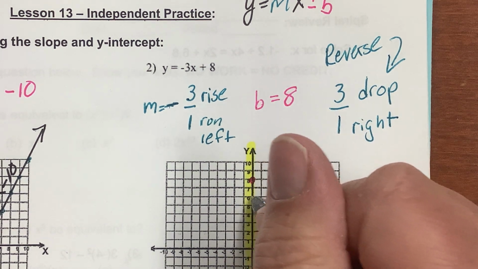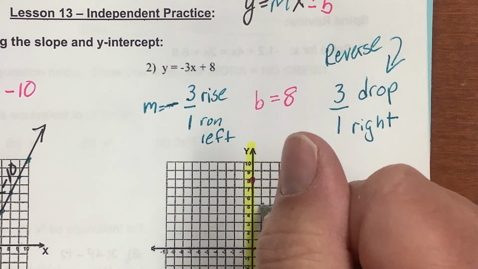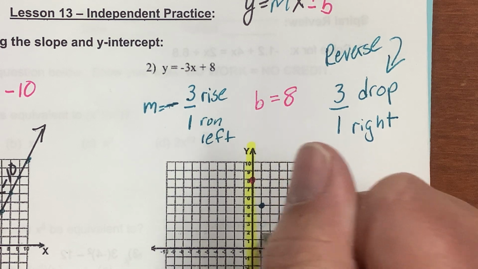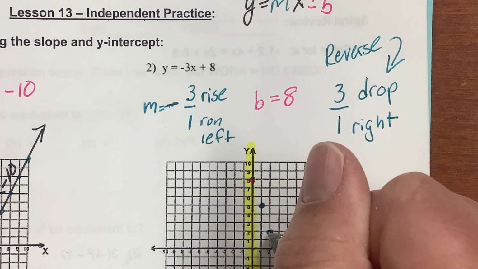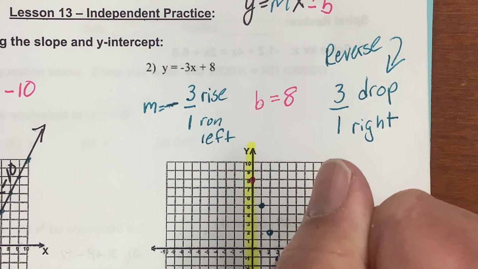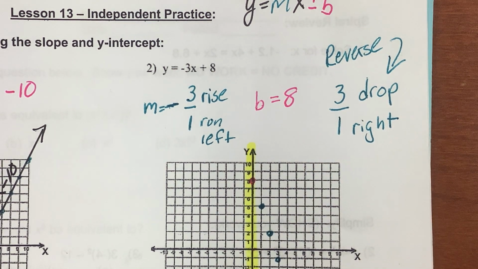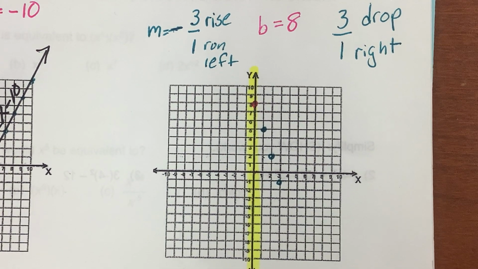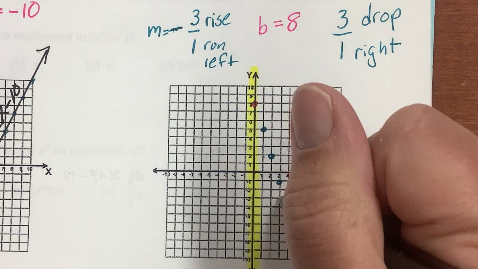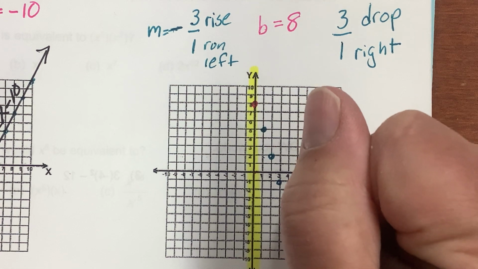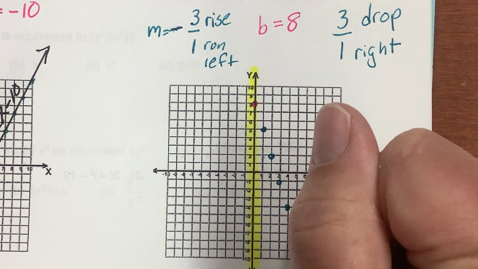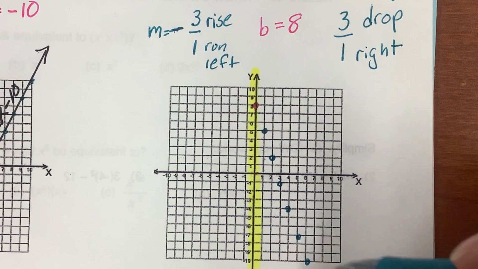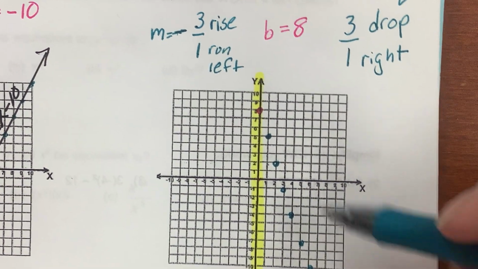Drop 3, run right. Drop 3, run right. Now I'm going to put points all the way across my grid, following this. Drop 3, run right. Remember, you're always going to check it to make sure you did it right.